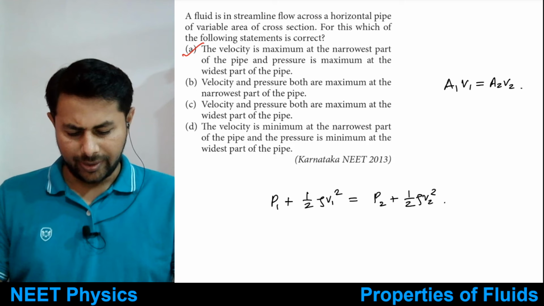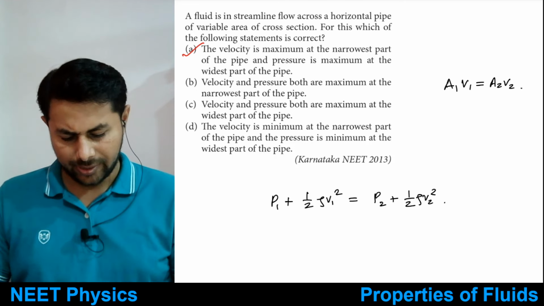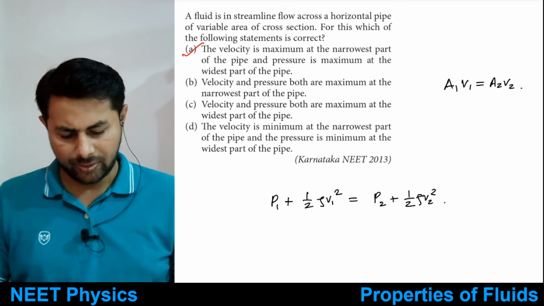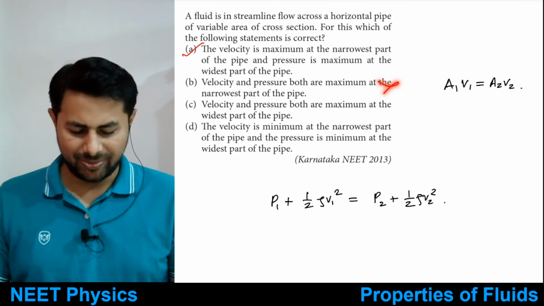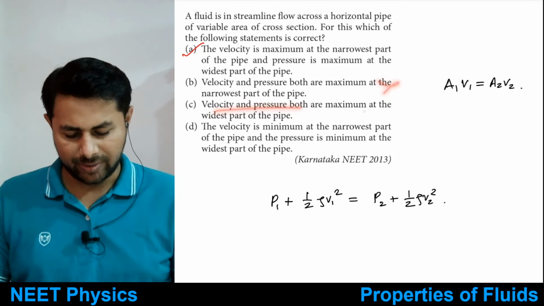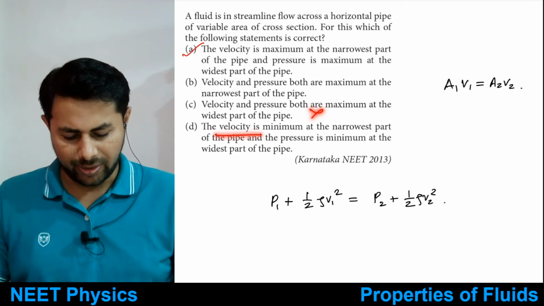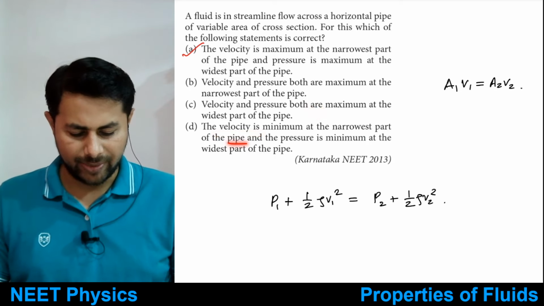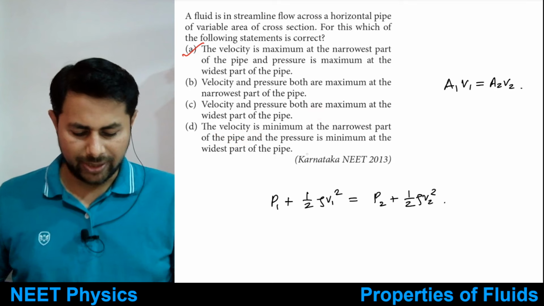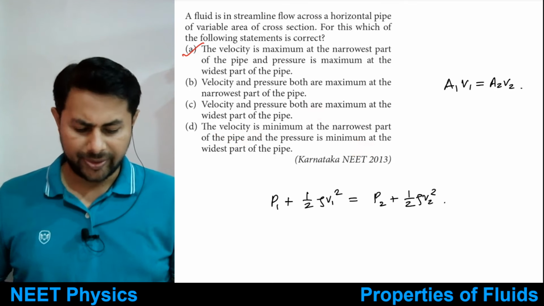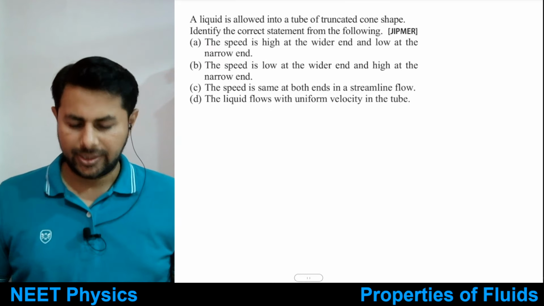Right, good. Let's see other options too. Velocity and pressure both are maximum at the widest part, no, this can't be correct. Velocity is minimum at the narrowest part of the pipe and pressure is minimum at the widest part, so they just wrote it the opposite way. So this one is correct, right? Okay, let's see next one.